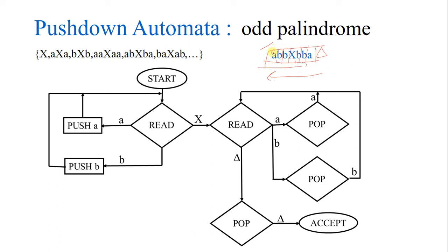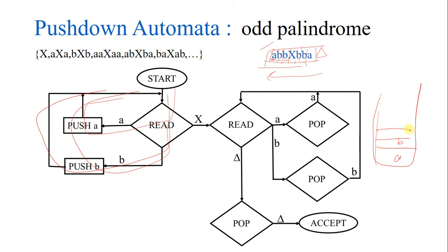First of all, we read this A, so we push it onto a stack. Let's define a stack here. Then we read a B and push B on the stack. Then we read another B, and again push on the stack. Now we read X, so we move in this direction, and now we read B. If we read B, the stack must return B. Yes, the stack returned B. Then again we move to the read operation, and we read another B. The stack must pop B.